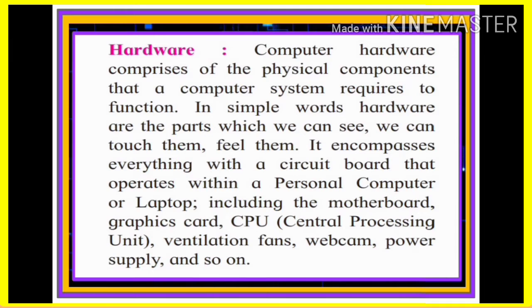It encompasses everything with a circuit board that operates within a personal computer or laptop, including motherboard, graphic card, CPU, that is central processing unit, ventilation fans, webcam, power supply, and so on. In short, hardware means what? Hardware are the physical components of the computer system. It may be a motherboard, CPU, ventilation fan, webcam, power supply, mouse, keyboard, printers, etc.